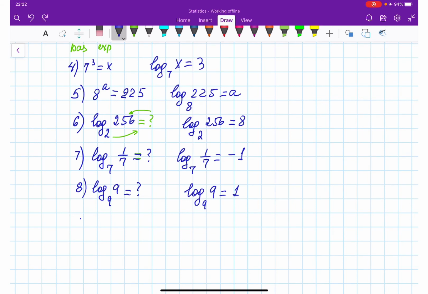Question number 9. Logarithm 1 by base 4. How much is it going to be equal? 4 to what power do we have to raise to get 1? Any number raised to what power will give me 1? 0, of course. It's equal 0.